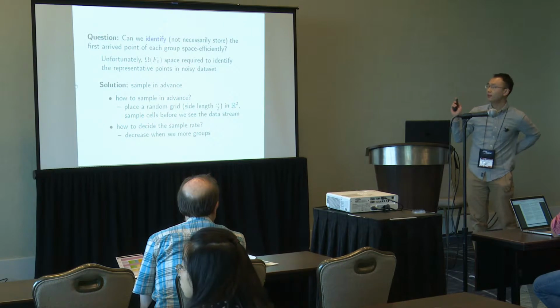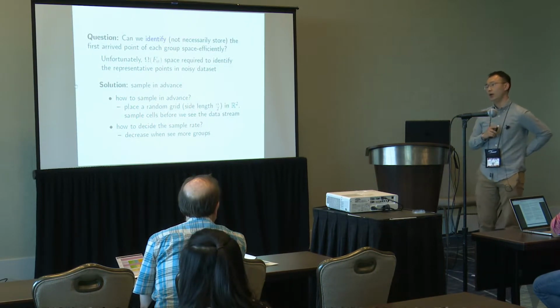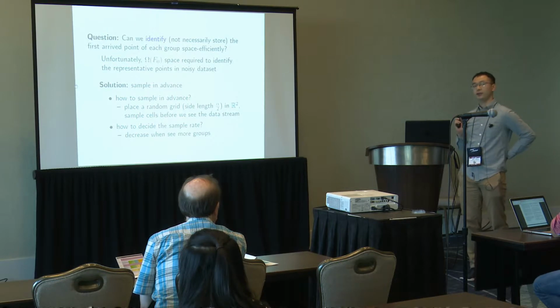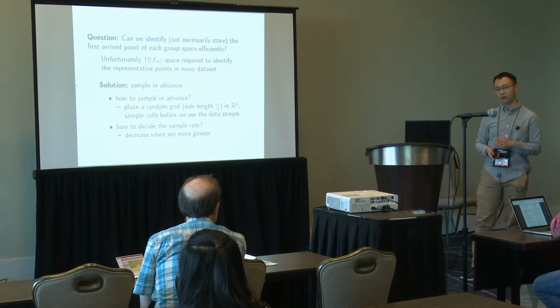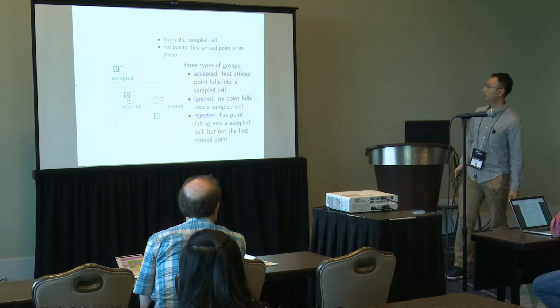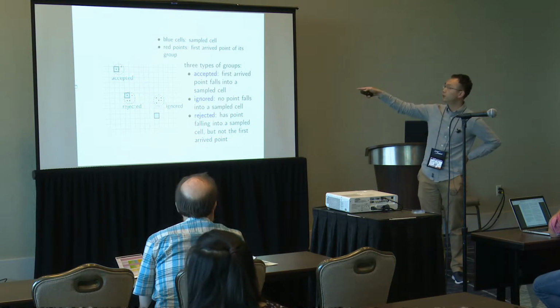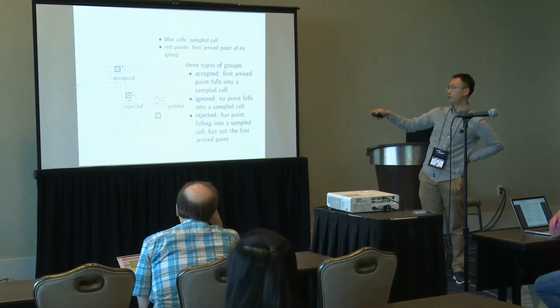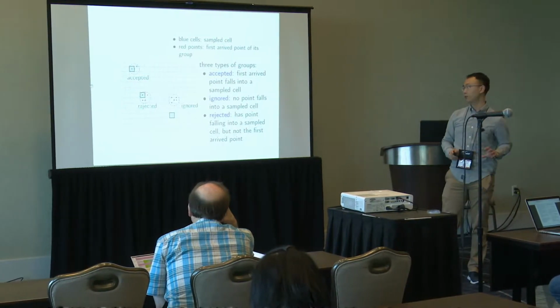So another issue is we need to decide the sample rate, because if we use a very high sample rate, that means a lot of cells will be sampled, so we use a lot of space. Here's an example. We have 2 different types of cells, blue cells, sample cells, as I mentioned. And for groups, we have 3 different types.